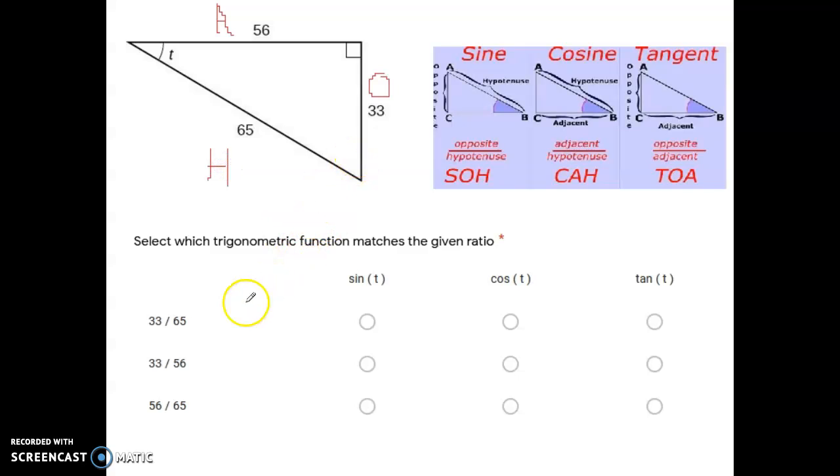First one, 33 over 65. So 33 is here, that's the O, and 65 is here, that's the H. So I'm looking for O over H. That is sine, and I'm going to cross that off. So that is the answer for the first one. You can do the last two.